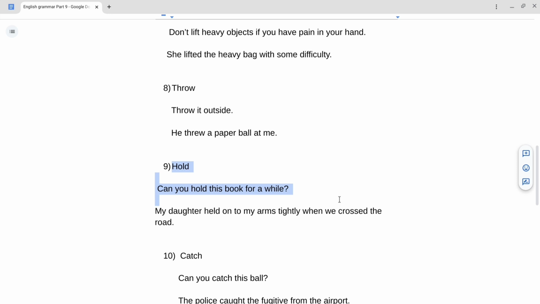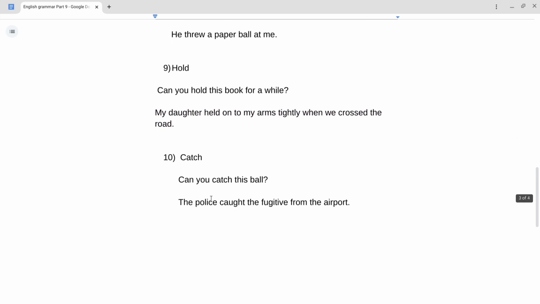Got it? My daughter held on to my arms. That's the past form. My daughter held on to my arms tightly when we crossed the road. My daughter is a little child. She is just like 7 years old. She has some fear of crossing the road. So when we crossed the road, she held on to my arms tightly. I was holding her hand, but still she held on to my arms more tightly when we crossed the road, because she is afraid, she has a fear of crossing the road. Hold, the past tense is held.